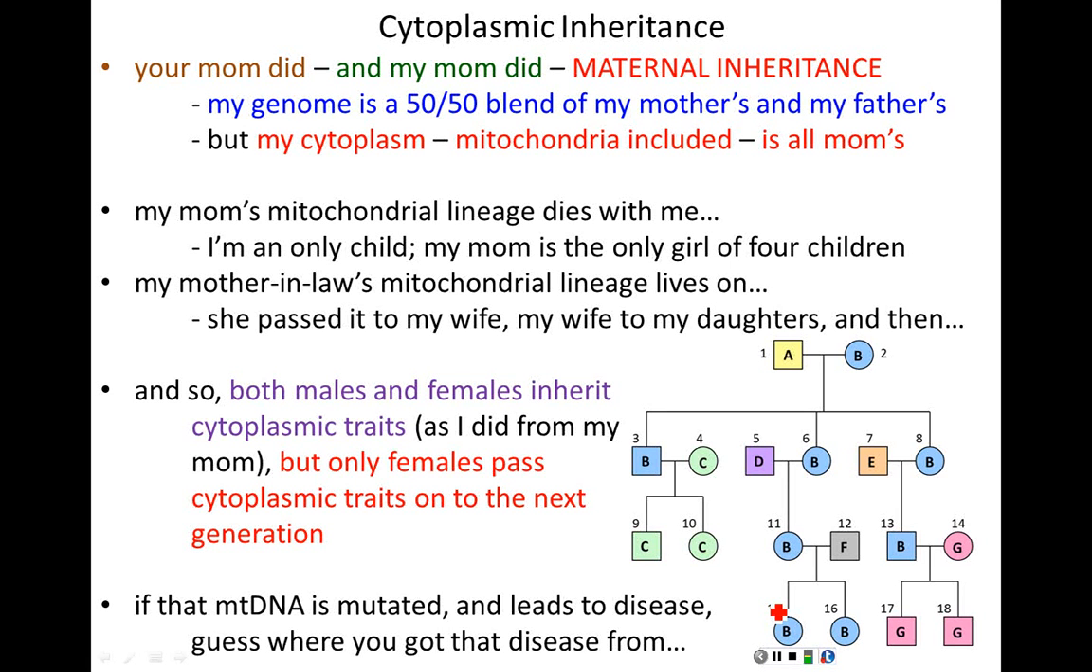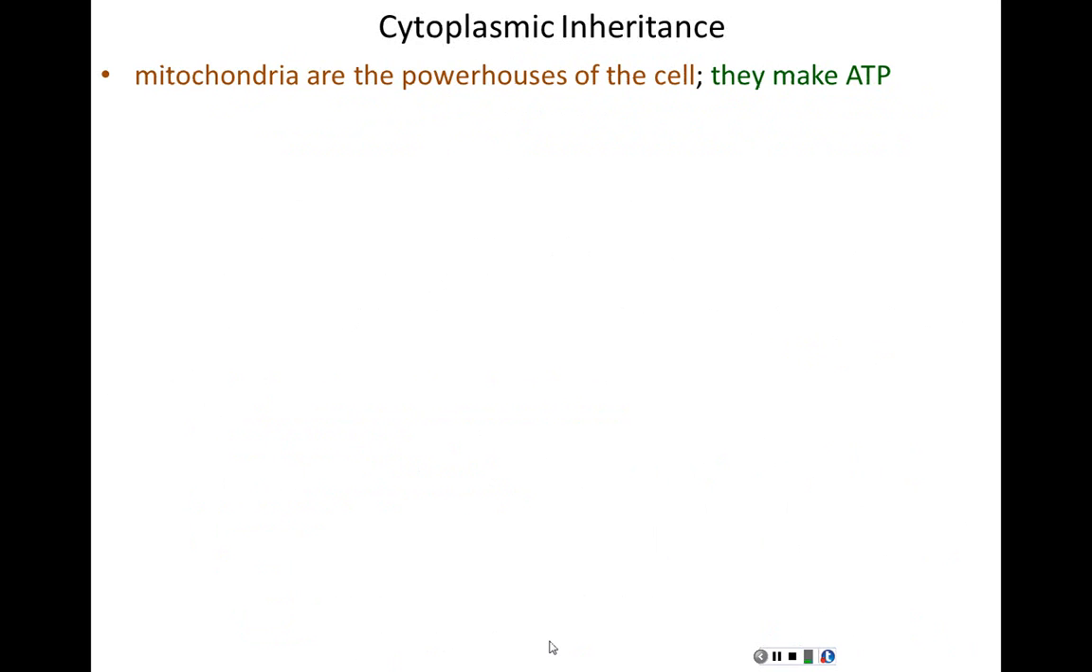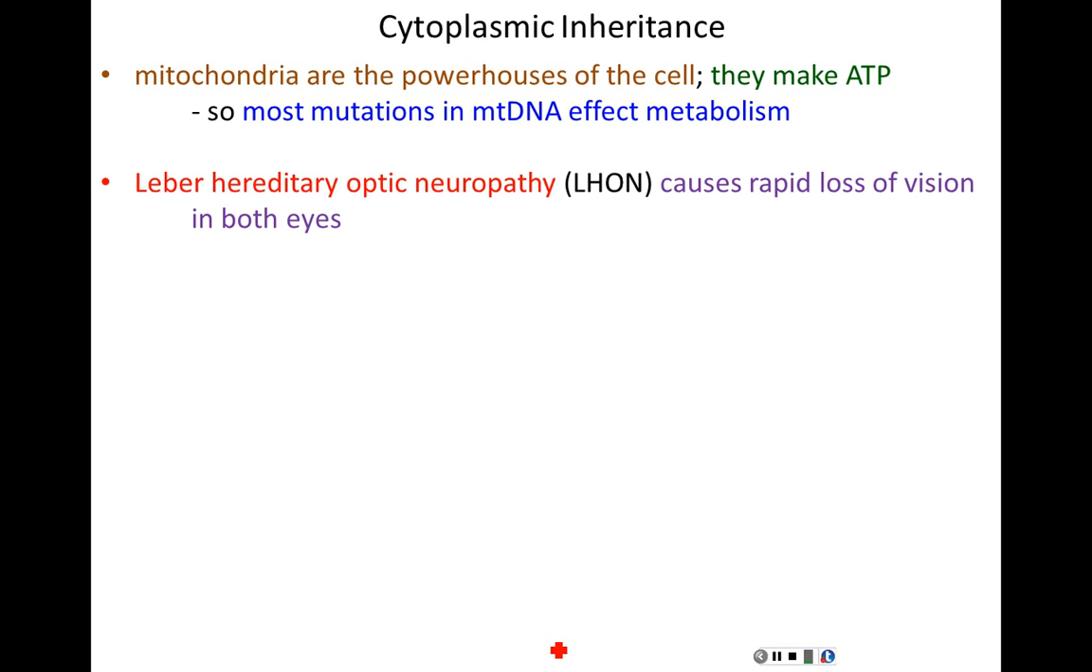Now let's bring this full circle back into genetics. Imagine that mitochondrial DNA is mutated. That's what mtDNA stands for, mitochondrial DNA. Imagine that mitochondrial DNA is mutated, and that mutation leads to a disease. Guess where that disease came from? It came exclusively from the mother, because the mother gave that mitochondria to the child. We already said it, you already knew it, but mitochondria are the powerhouses of the cell. They make ATP, so most mutations in mitochondrial DNA affect metabolism, affect the generation of ATP. There's a fairly rare disorder, but it's metabolically based, called Leber hereditary optic neuropathy.